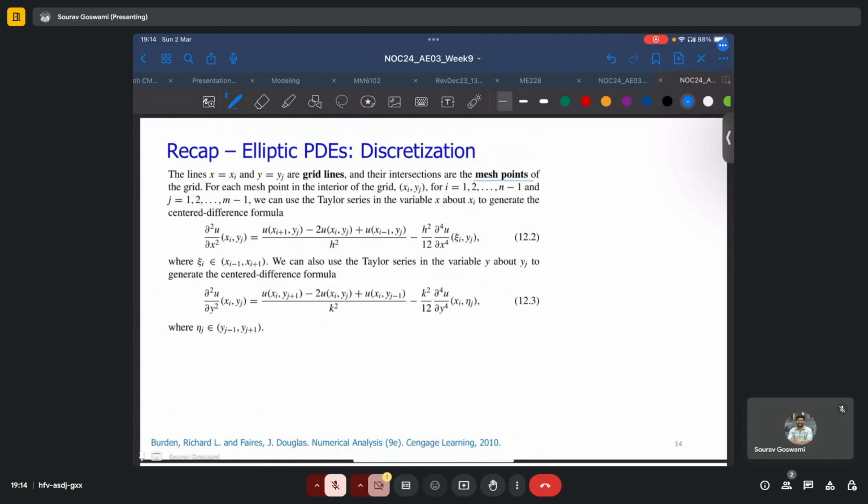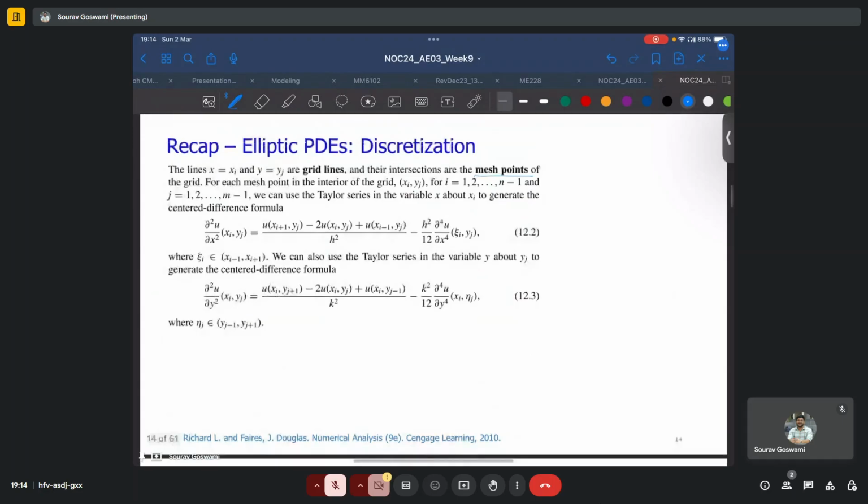So for a mesh point in the interior of the grid, xi, yj, for i equals 1 to n minus 1 and j equals 1 to m minus 1, we can use the Taylor series expansion in the variable x about xi to generate the centered difference formula, which will take the form as shown in equation 12.2. Again, we can repeat this procedure for the variable y about yj to generate the centered difference formula in y. And this is given in equation 12.3.